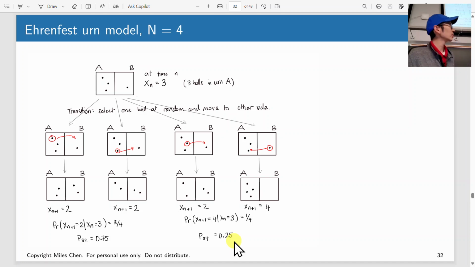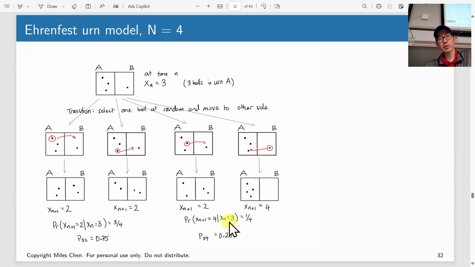Here is what would happen if X at time n is 3, meaning I have 3 balls in A. If I select ball number 1, at the next step, I would have 2. If I select ball number 2, at the next step, I would have 2. If I select ball number 3, at the next step, I would have 2. And if I select ball number four, at the next step I would have four. So the probability of going from three down to two, P(3,2), is 0.75, because that would happen if I select any of these three balls, where I'm currently at three and go to state two in the next iteration.